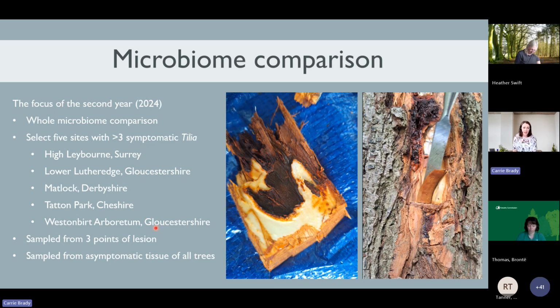We selected 5 sites that had at least 3 symptomatic Tilia on site, and we tried to have a wide distribution throughout the country. So we used a site in Surrey, one in Gloucestershire, one in Derbyshire. We came up to Tatton Park, Cheshire, which is where we met Bronte, and Westonbirt Arboretum in Gloucestershire. And where possible as well, we tried to sample from 3 points of the lesion. So typically the top of the lesion, the middle, and the bottom, if we could find it when we took the panel. And we also made sure that we sampled from asymptomatic tissue of all trees as well.